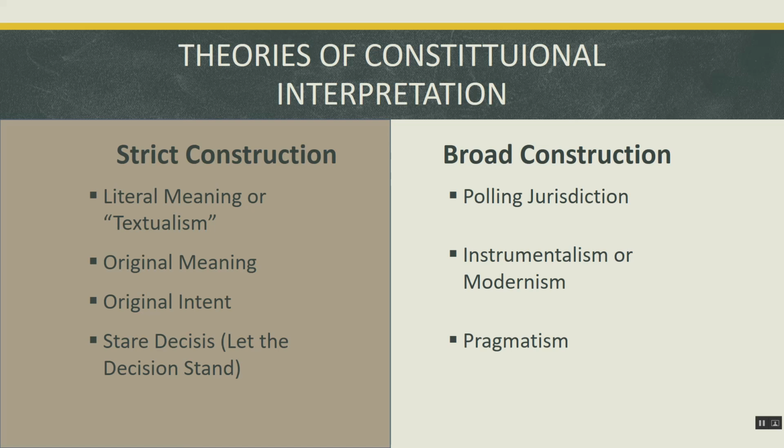Broad construction or broad interpretation of the Constitution, on the other hand, says that justices should be free to act as judges who exercise discretion and who use their power of judicial review for the betterment of society. And therefore they need to interpret the Constitution in more liberal ways that allow them to promote positive outcomes. In other words, you interpret the Constitution in ways that suit the ends you would like to achieve.